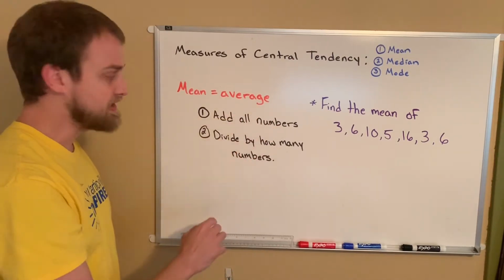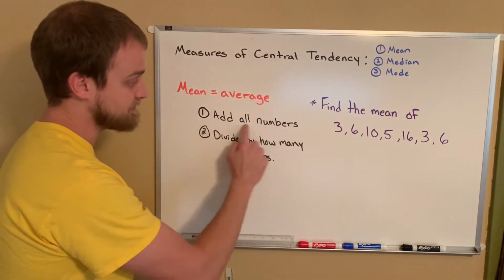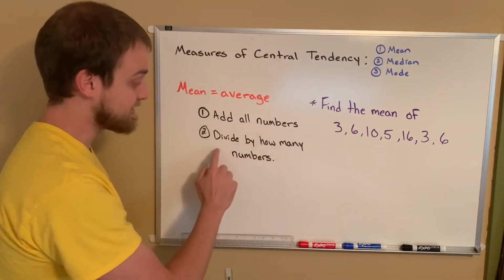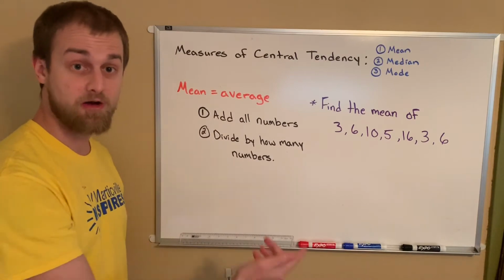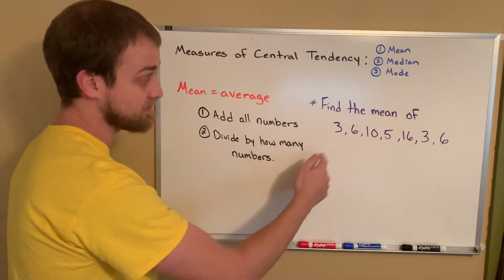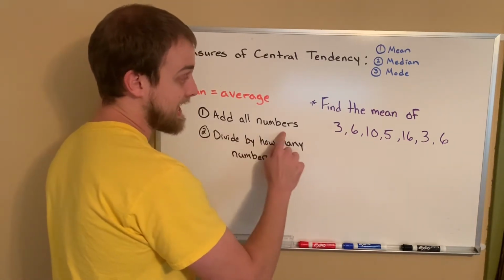How do we calculate mean? Well, remember, first step is we add all the numbers. Second step is we divide by how many numbers there are. So for example, let's take a look here. First step is add all the numbers.